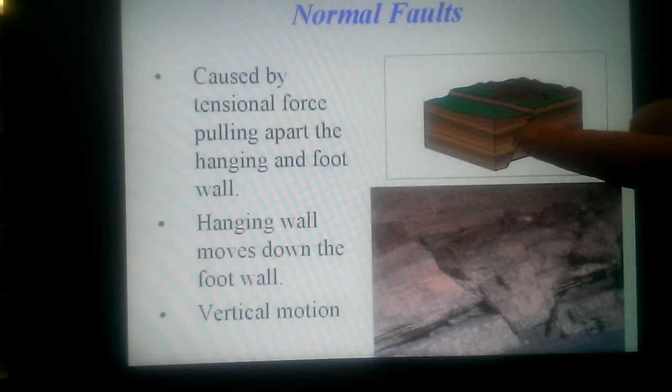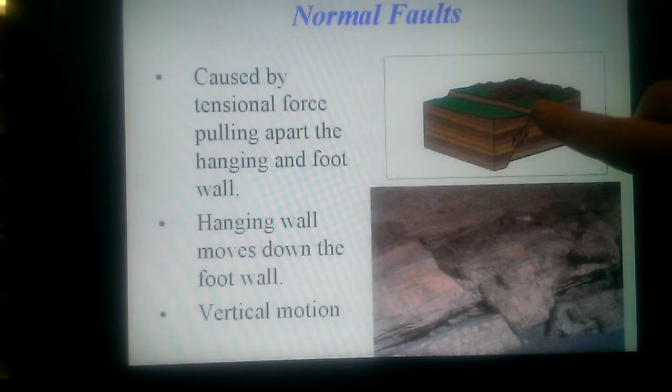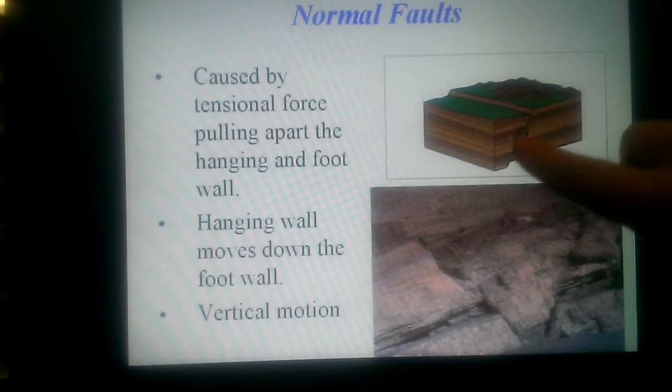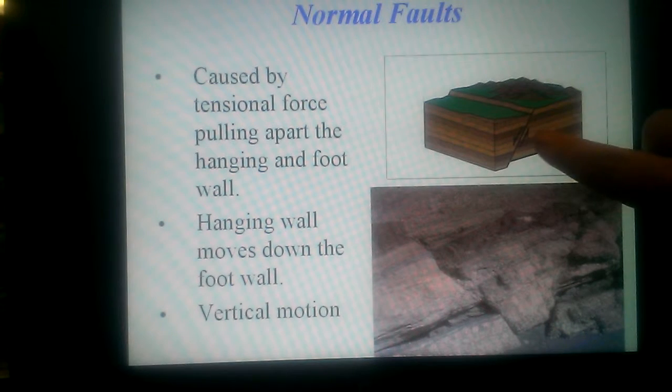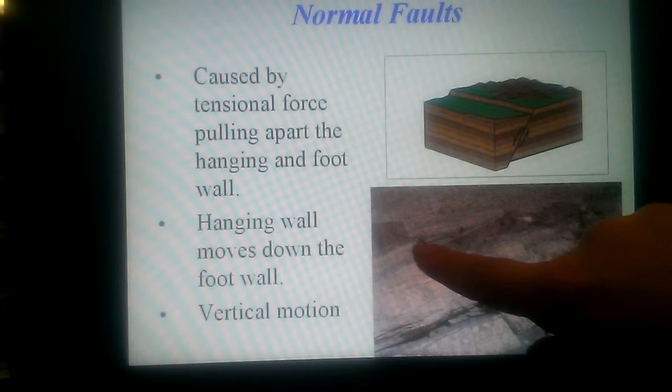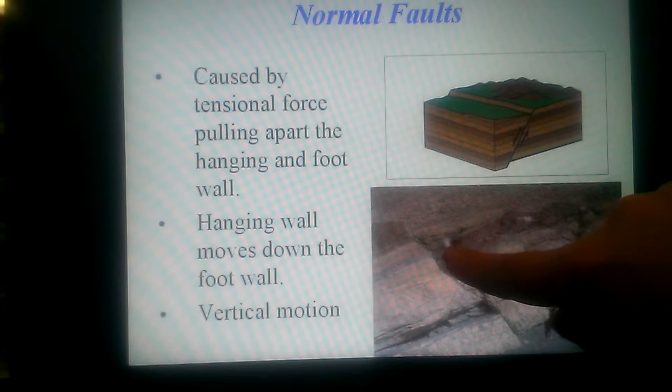Now on a normal fault, the hanging wall slides down the footwall. What that means is, if this fault line is our slide, and notice it's at an angle, it's not straight up and down. They generally are at an angle. As the footwall stays still, you're having the hanging wall sliding down.